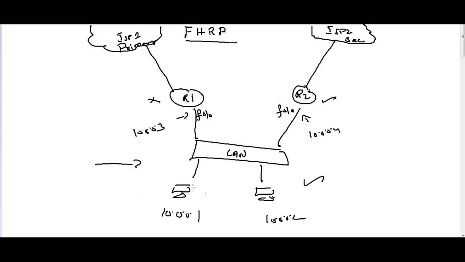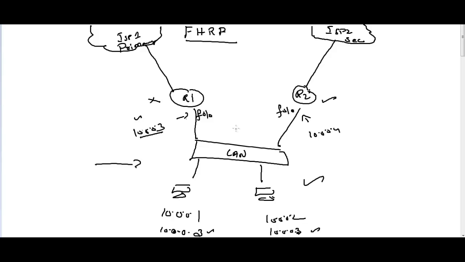For this local area network, which one is the first hop? It is the first IP address that is going to help your packet to be routed. That's the first hop. It is the gateway of this PC. Whichever device has this address is the first hop device. 10.0.0.3 is on router 1, so router 1 is the first hop.